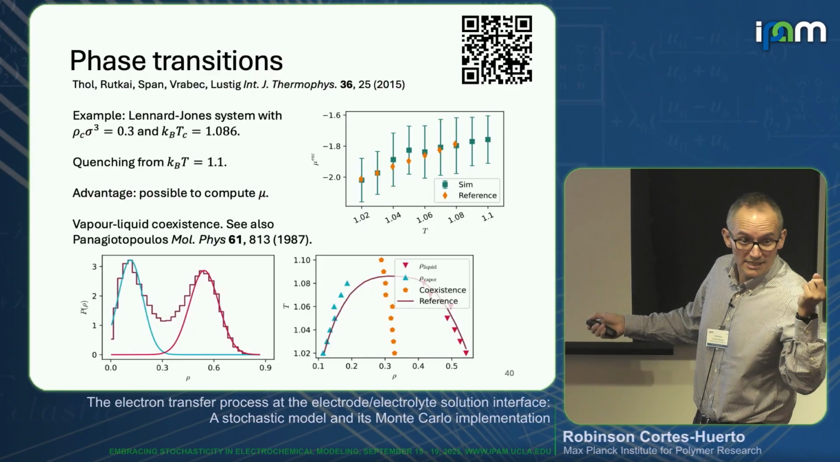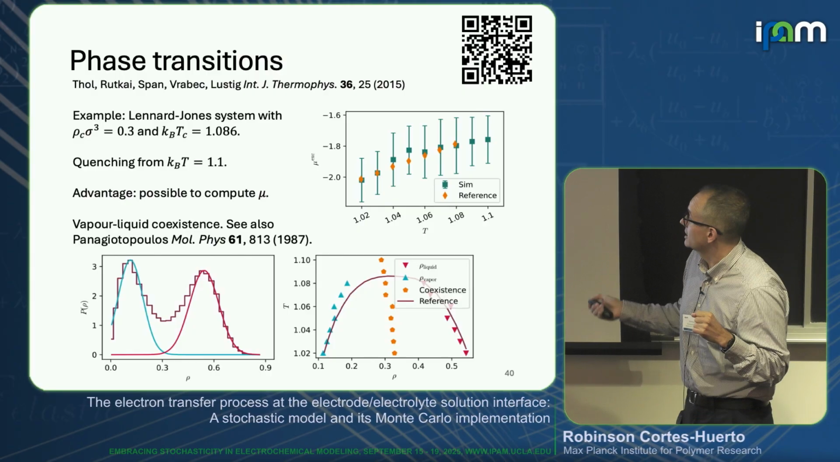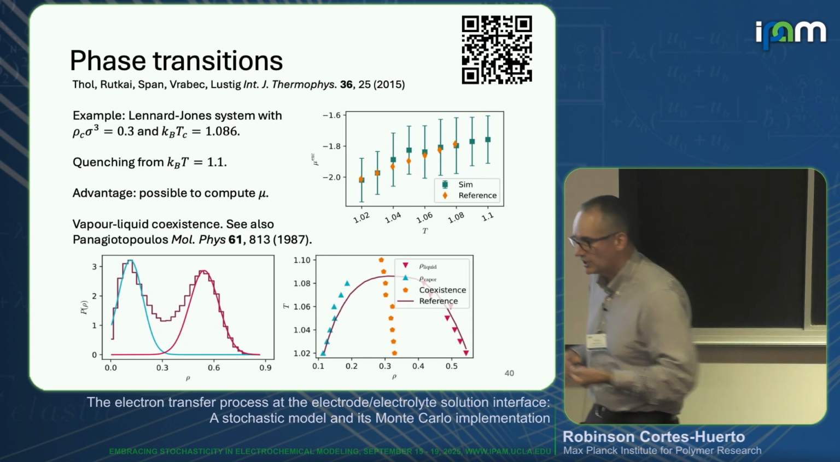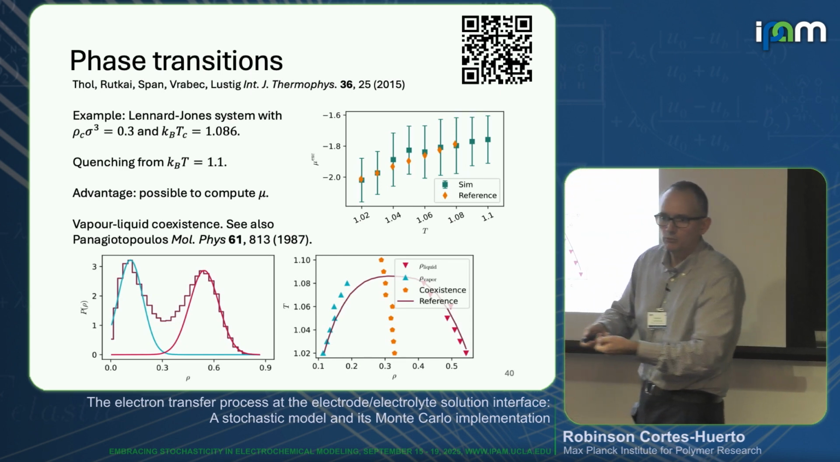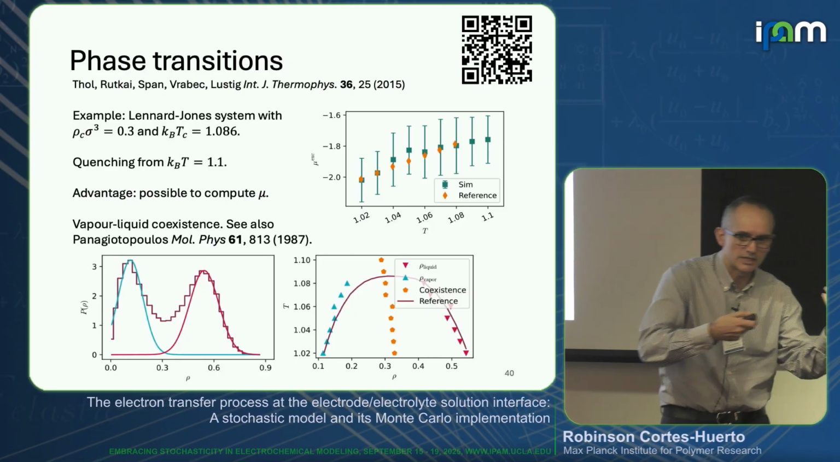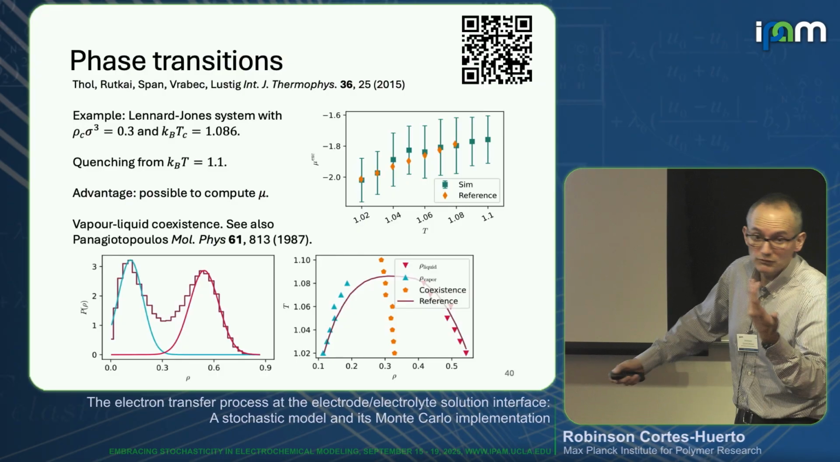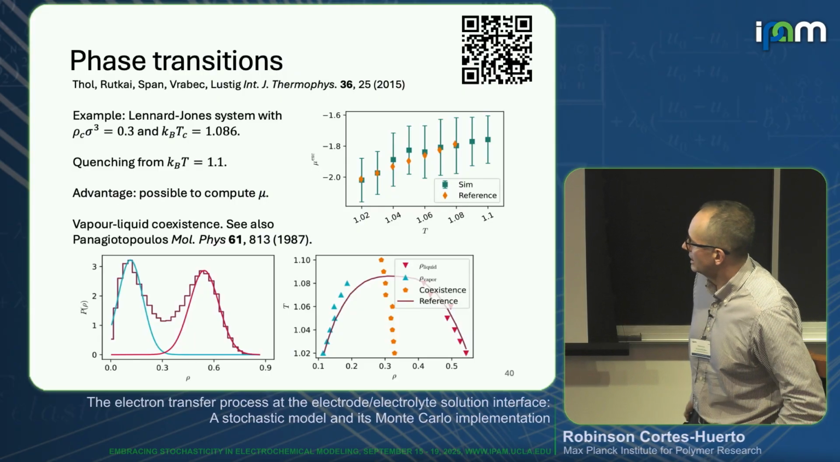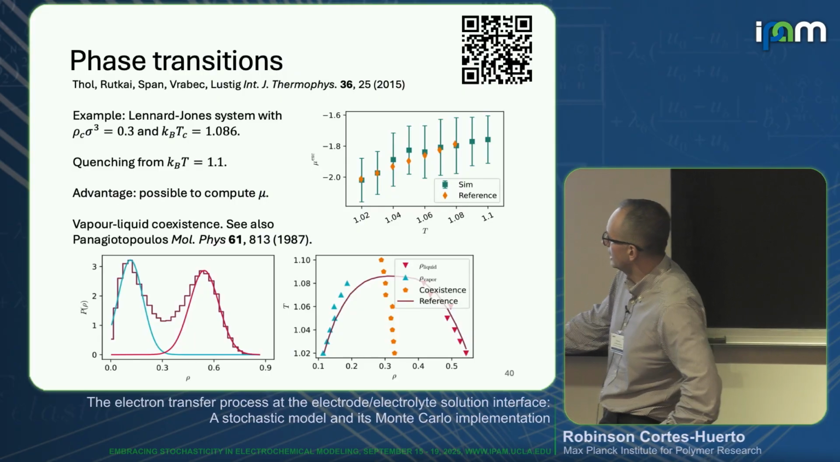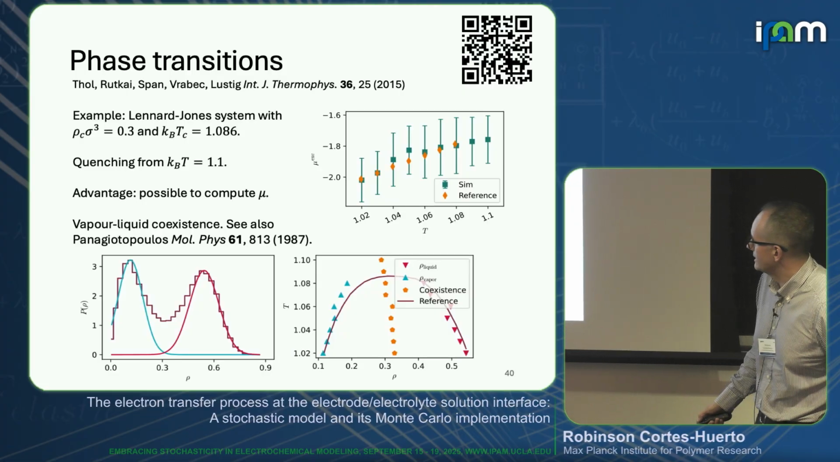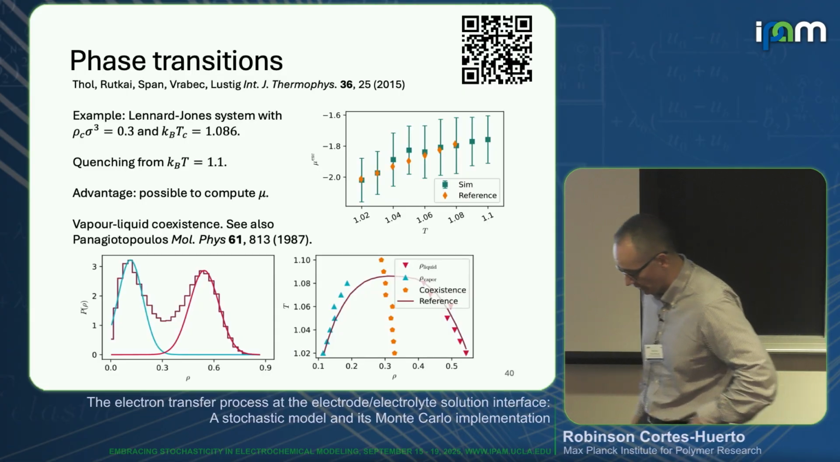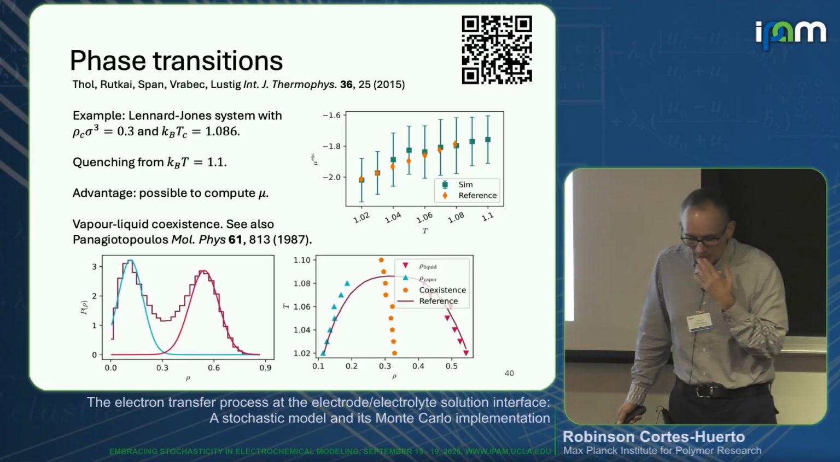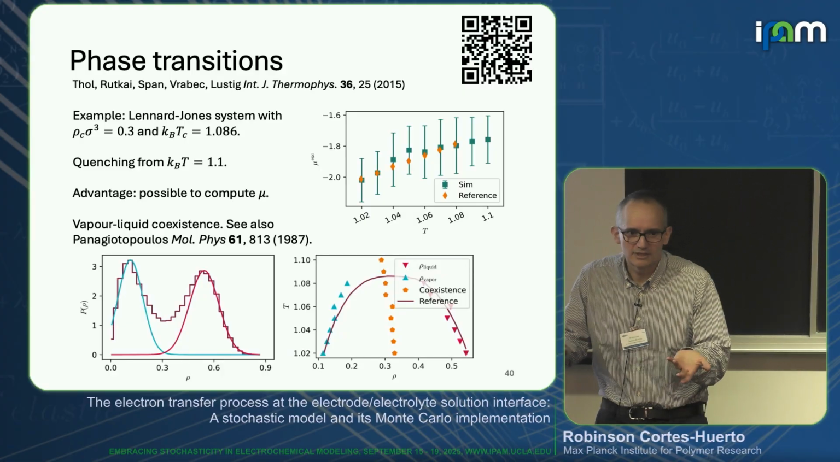We can also, as a bonus point, compute the chemical potential of the system as a function of temperature. It's not an input variable that we have to add to the system, like with grand canonical Monte Carlo, for example. Here we show that there is a real coexistence between the vapor and liquid phases in these two plots. So okay, you might ask, this is nice for a simple system.